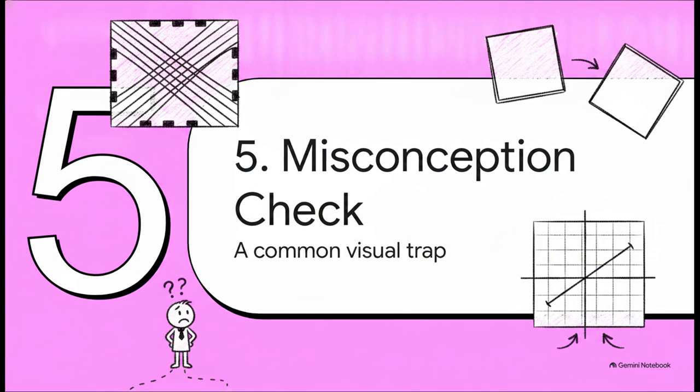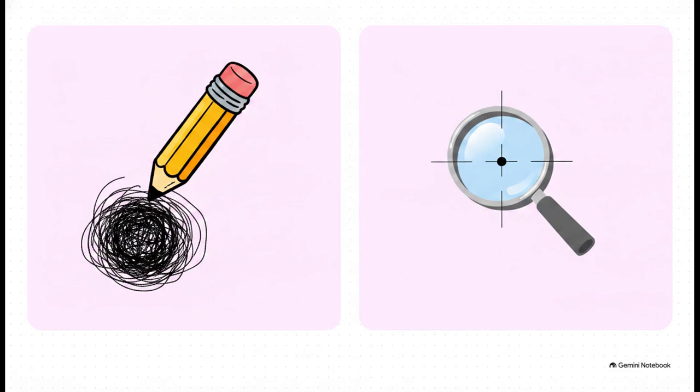Section 5, Misconception check. A common visual trap. Okay, we really need to address this because it catches people out all the time. It is absolutely crucial to remember that while the dots and lines you physically draw with a pencil take up actual space on your paper, the geometric concepts they represent have 0 width.